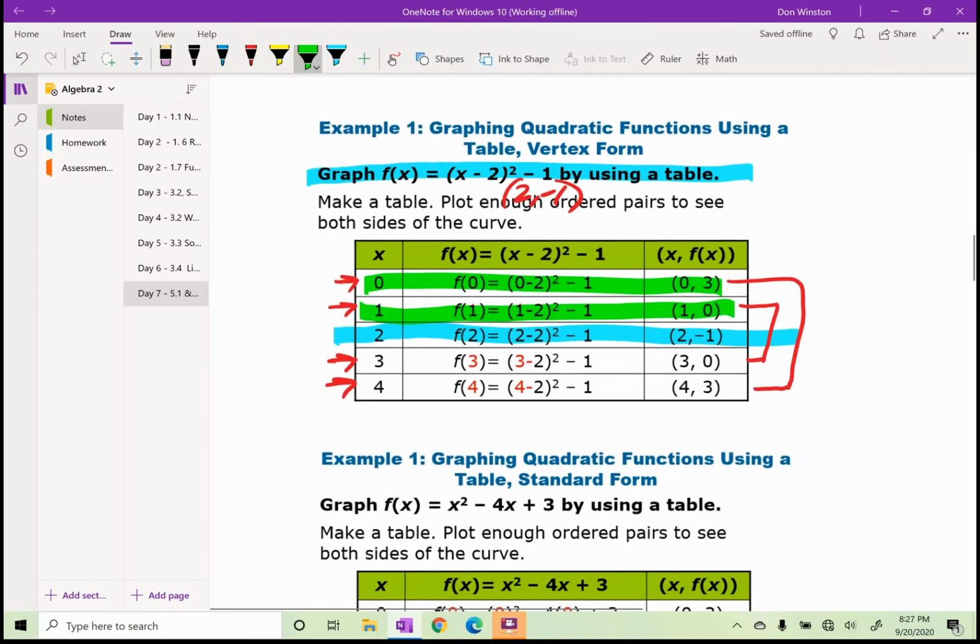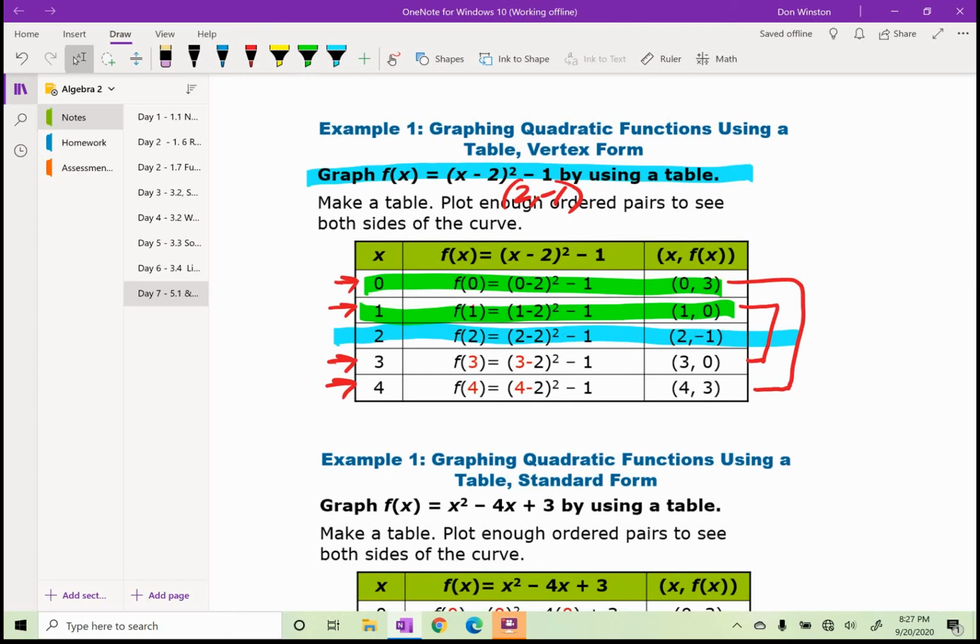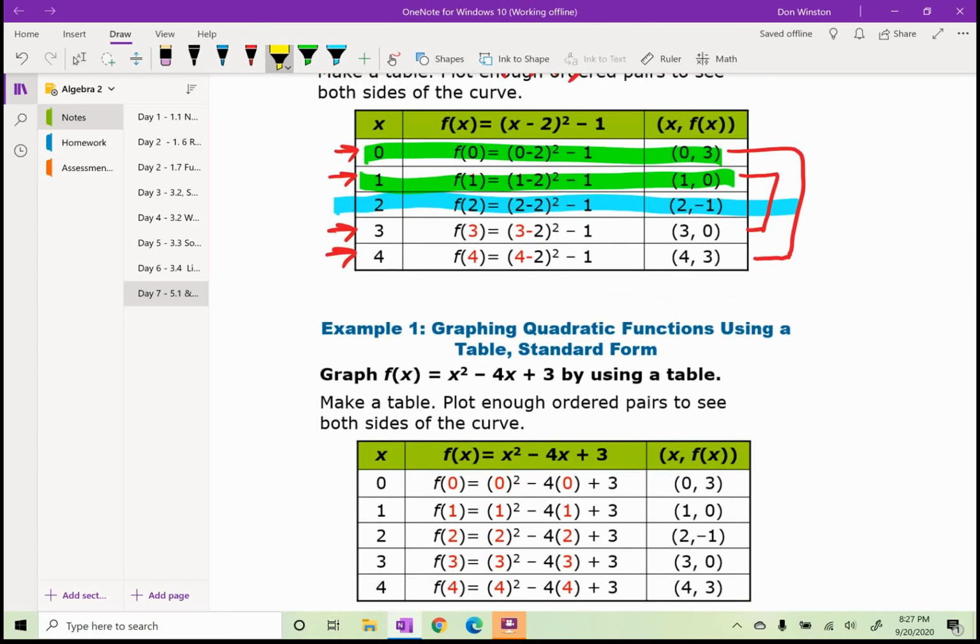So in vertex form, it's easy to graph. You know where to start. In standard form, it's a little different. You don't know where to start there. But nonetheless, the vertex form and the standard form of the equation will still give you the same values. They're identical.